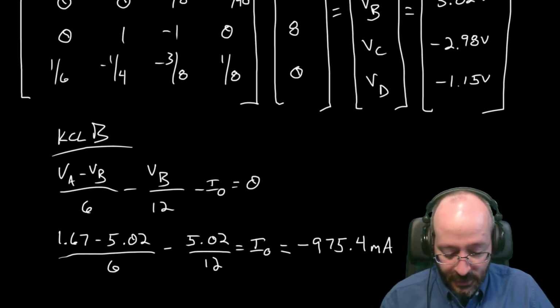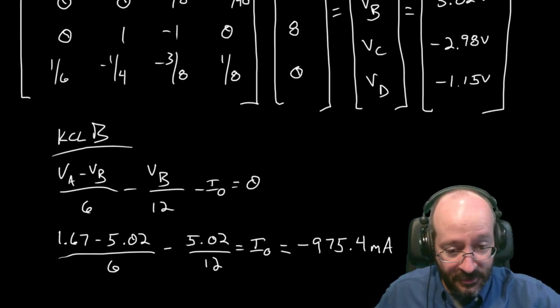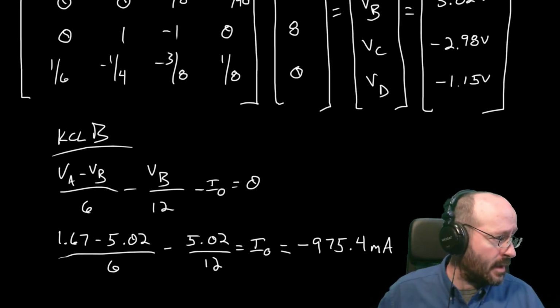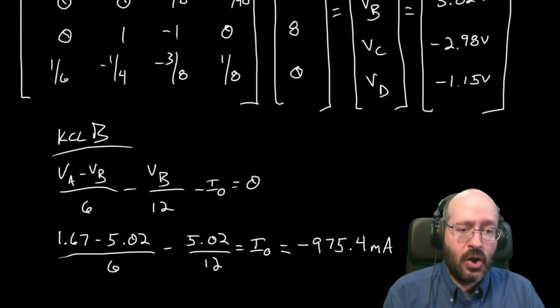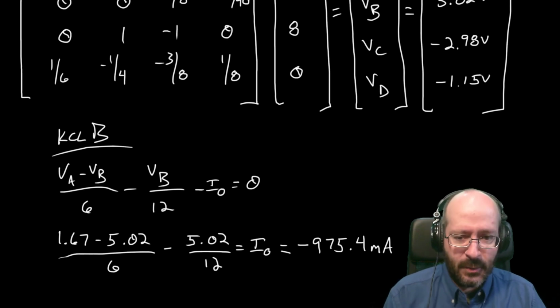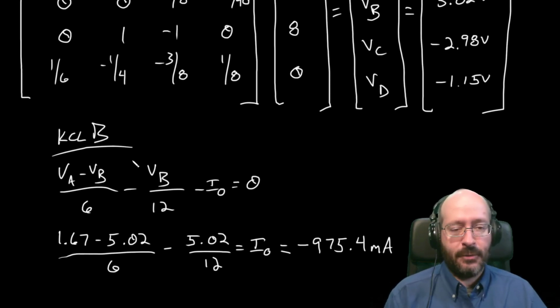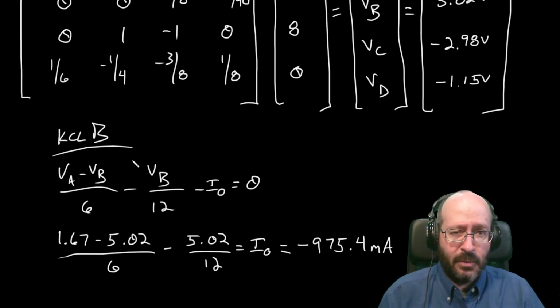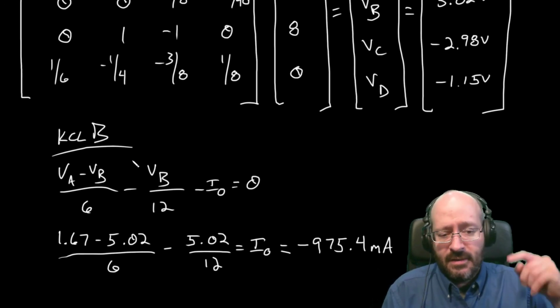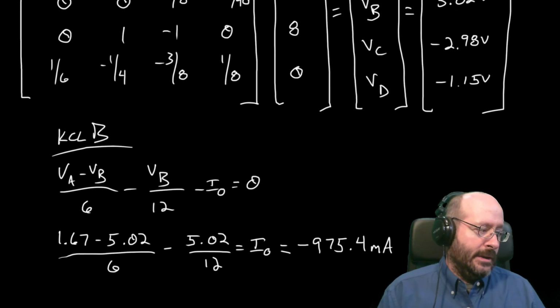So, new special case. We got a supernode for the first time. And that wasn't the only thing special about this problem. We had to find the current through a voltage supply. And to do that, we had to write one additional equation. We had to write a KCL. So you will run into problems like this. And we're still using the fundamental laws: KVL, KCL, Ohm's law.